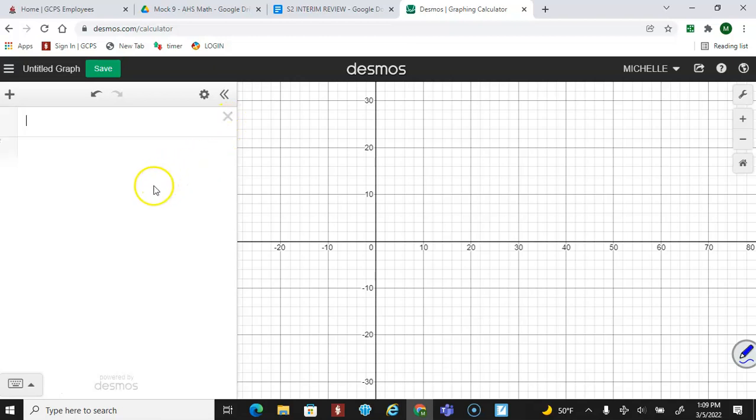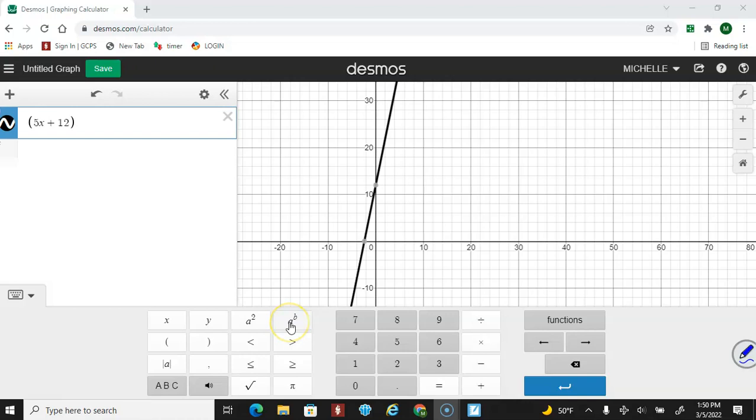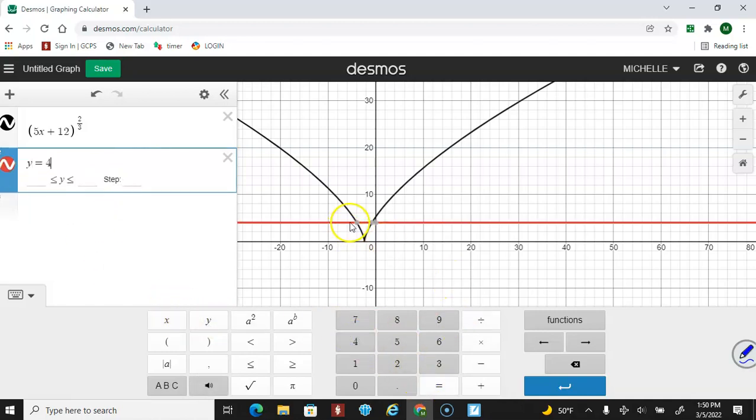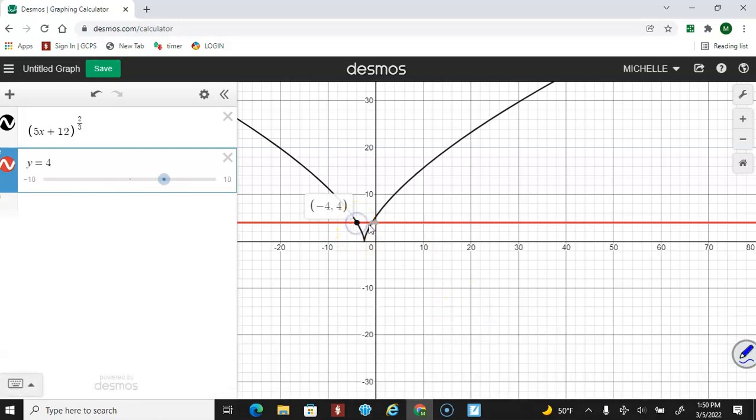The other one was 5x plus 12 to the 2/3 power. Okay, so we're going to do this 2/3, 2 divided by 3. So that's our first equation. And then our other equation is y is equal to 4, if you remember what I said. So anytime it's just a number, we're going to say y is equal to 4. So here's our intersection at -4, and that one's at -0.8, which is -4/5.